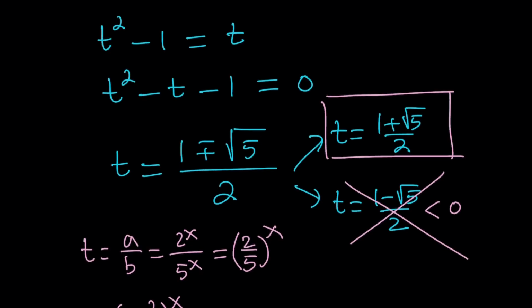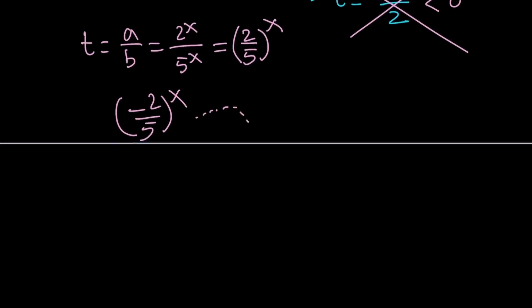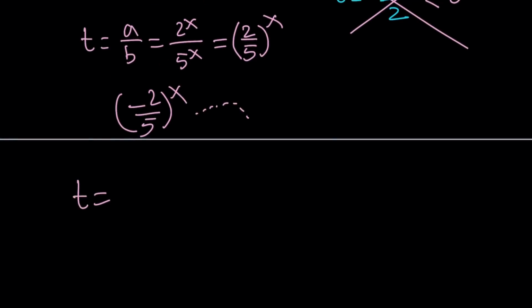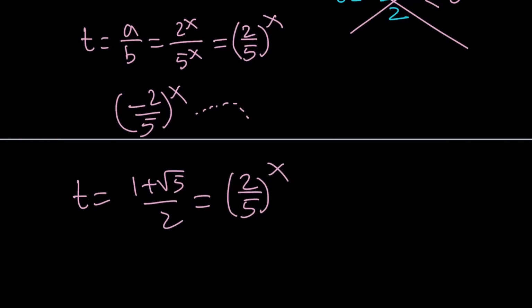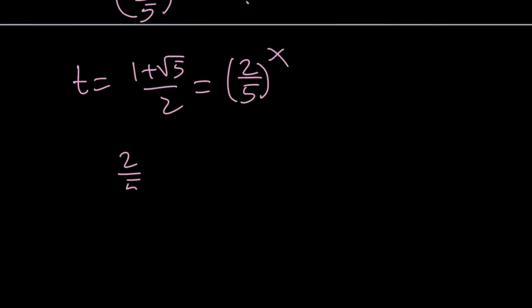So t is a over b, and that is equal to this. Remember that. So t is 1 plus root 5 over 2, and that is 2 over 5 to the power x. What am I going to do with this? Well, let's write it this way, because it kind of looks a little nicer. Equals 1 plus root 5 over 2.